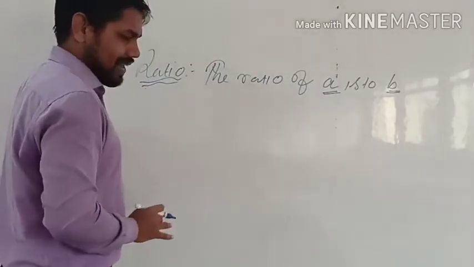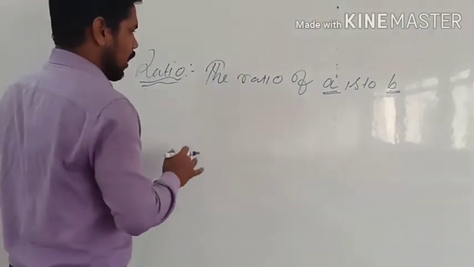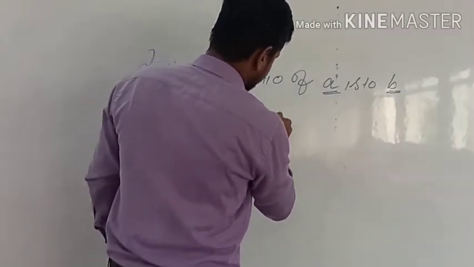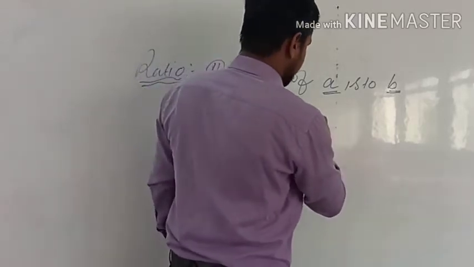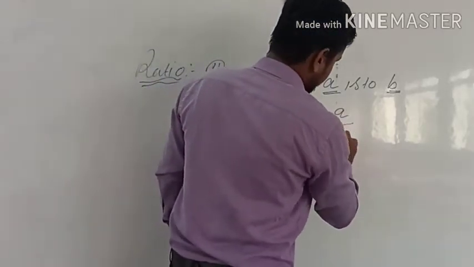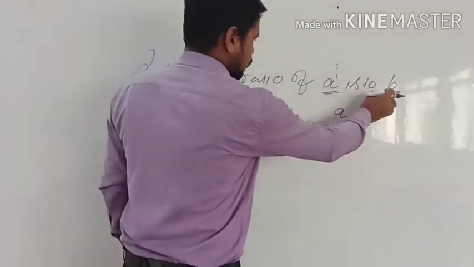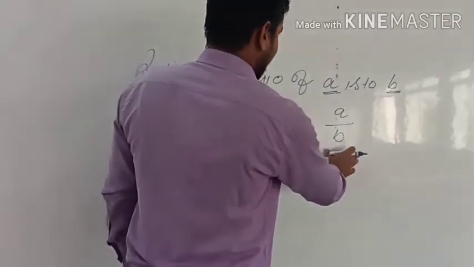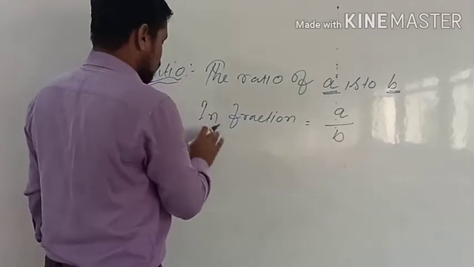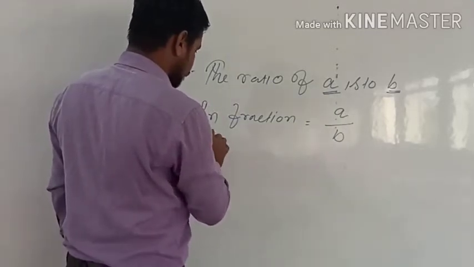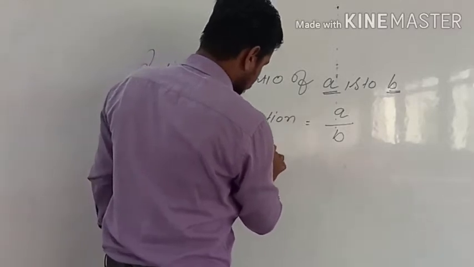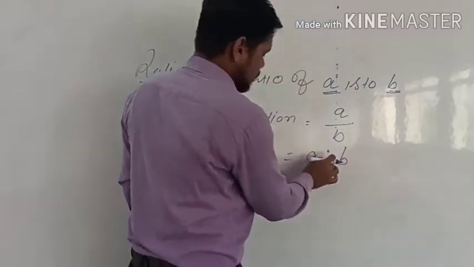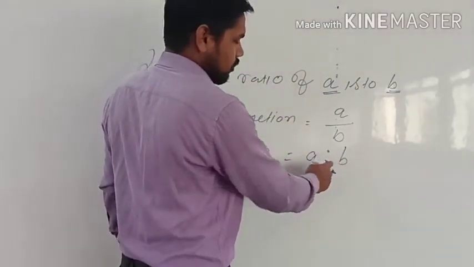So if you want to write these two ratios in fraction, how you can write it in fraction? In fraction, it will be A divided by B. So A is to B means A divided by B. Okay. And if you want to write in ratio, it will be A is to B. This is the sign of ratio, or we can read as A ratio B.